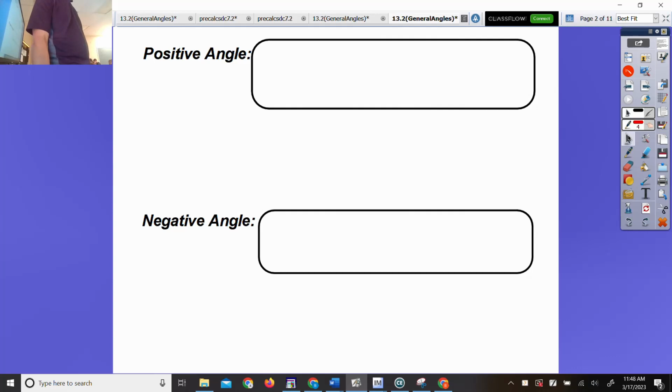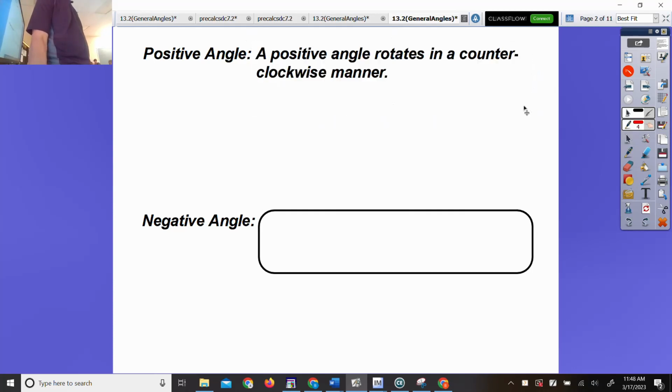A positive angle rotates counterclockwise. That means left, by the way, if you have no idea what it means. If you don't know what clockwise means, watch the second hand on that clock, right? Clockwise rotates which direction? Right. Counterclockwise rotates left. A negative angle, if a positive angle rotates counterclockwise, how's a negative angle rotate? Clockwise.